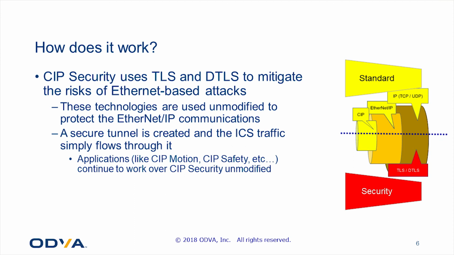Okay, so how does this work? CIP Security, again, uses TLS and DTLS to mitigate the risk of Ethernet-based attacks. An important point here is that these technologies are used unmodified to protect the EtherNet/IP communication. So whatever application you have in your CIP communications, whether it's CIP Motion or CIP Safety or anything else, HMI communications, that just rides on top of your secure tunnel. The asset owner doesn't have to do any additional work to modify their application in order to use the secure tunnel. It's just a tunnel, and the communications flow through it, whatever the application happens to be.